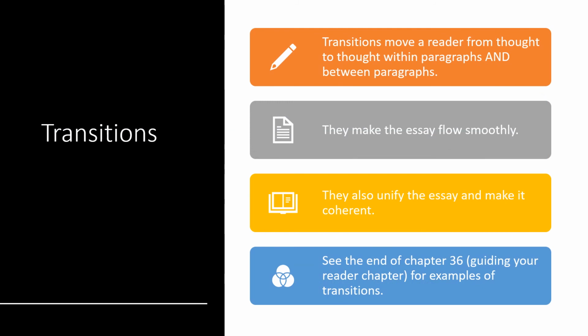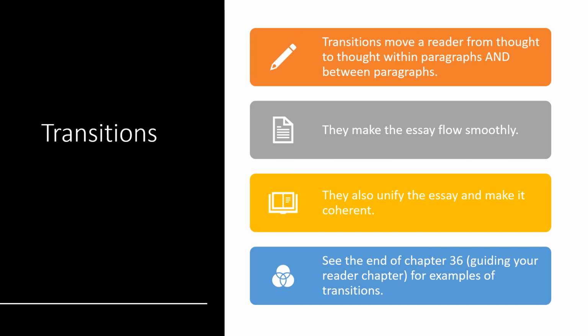And then finally, we have transitions. Transitions move a reader from thought to thought within paragraphs and between paragraphs. So sentence to sentence, paragraph to paragraph. Within sentences, all of those transitions occur. They make the essay flow smoothly. They also unify the essay and make it coherent.